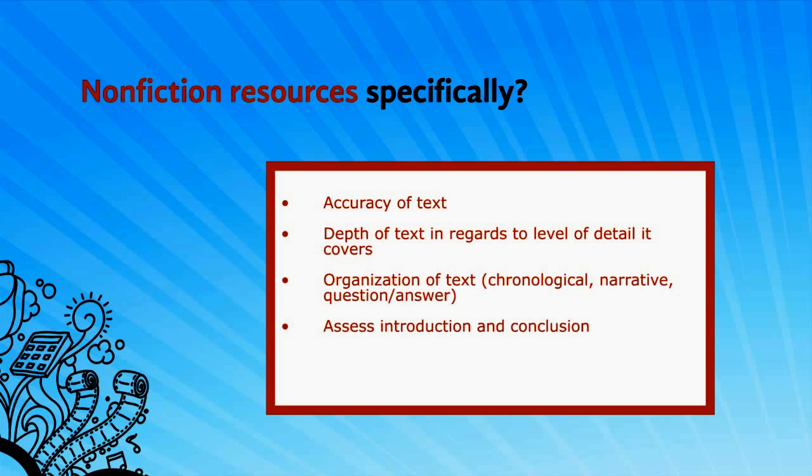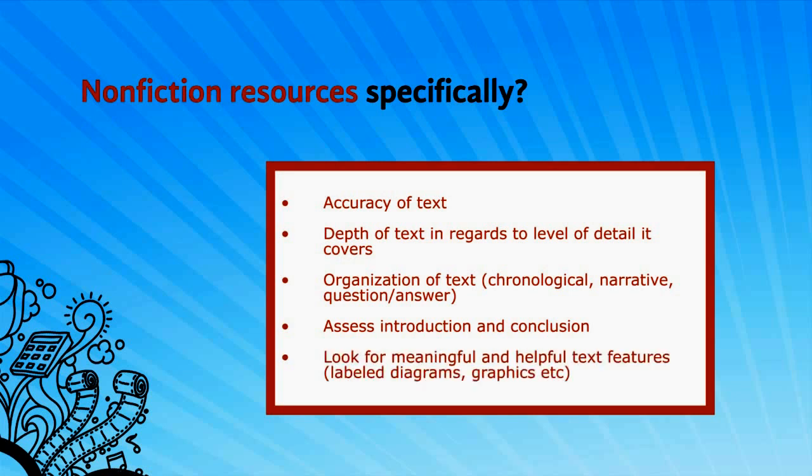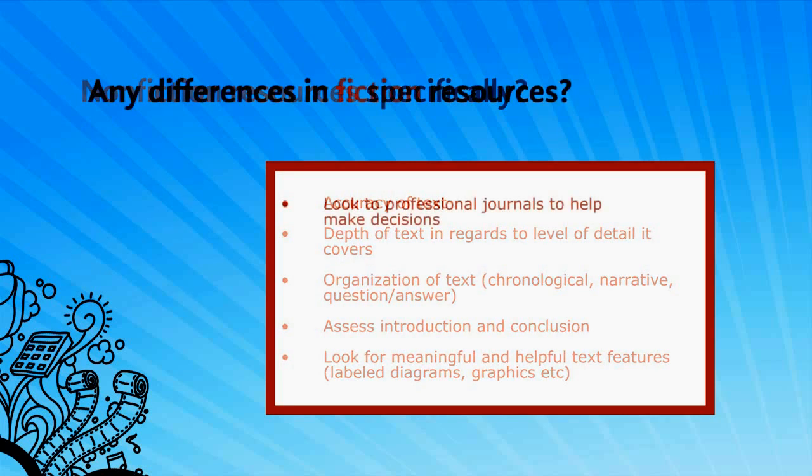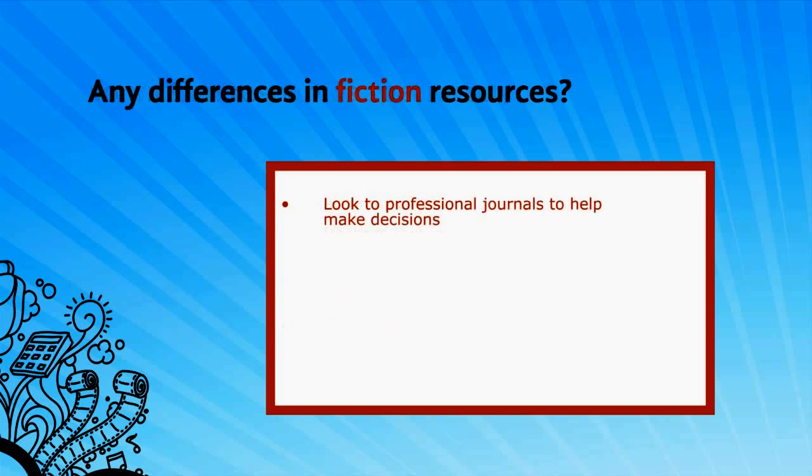So I like to look for books that have conclusions and, of course, helpful and meaningful text features. So if there are labeled diagrams, captions, graphics, that they're meaningful and they make sense and they actually add to the text as opposed to being distracting or not useful. As far as fiction books go, I try to use professional journals to help me make those decisions because, again, I can read as many books as I possibly can from my public library and still not read everything that comes out.